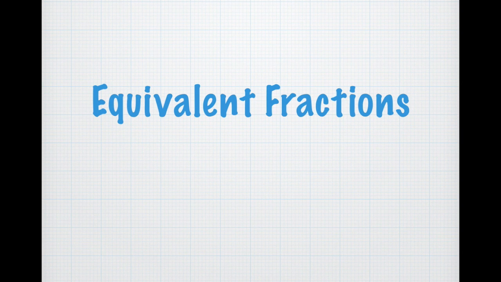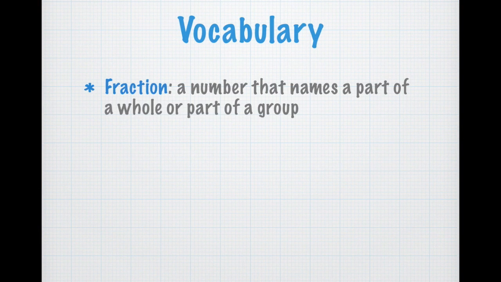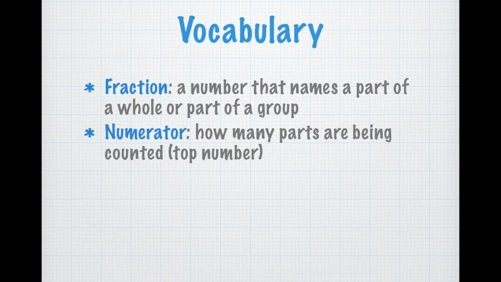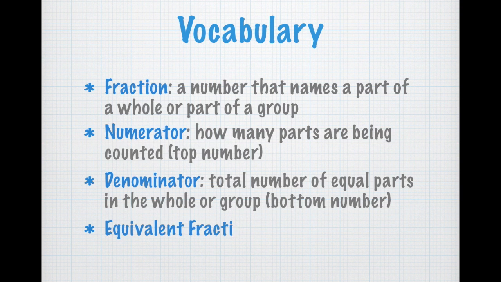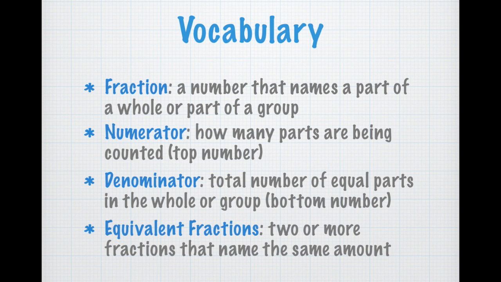Hi guys, today we're going to be talking about equivalent fractions. Remember, a fraction is a number that names a part of a whole or part of a group. The numerator tells you how many parts are being counted, and it's the top number, and our denominator is the total number of equal parts in the whole or in the group, and that's our bottom number. Equivalent fractions are two or more fractions that name the same amount, but they use different numbers.